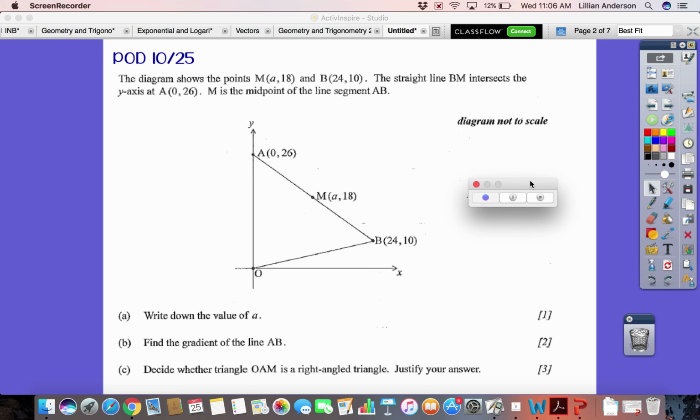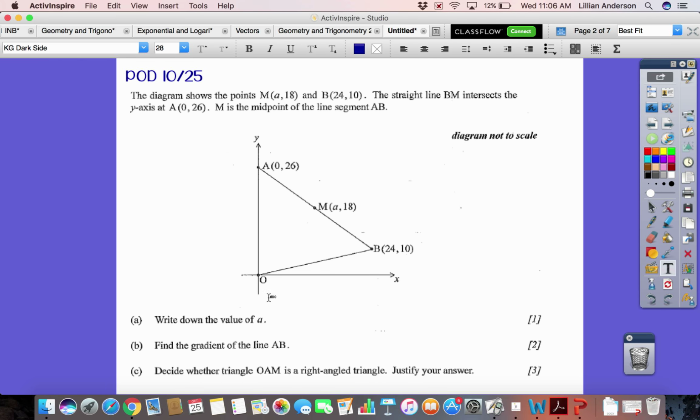All right, so you guys need to go ahead and add this to your pod notebooks. Go ahead and pull out your pod, take a moment, pause the video, write down the pod, and actually solve this out. When you're ready to see the answer, press play. And then we'll get into a review of geometry and trigonometry, part two.